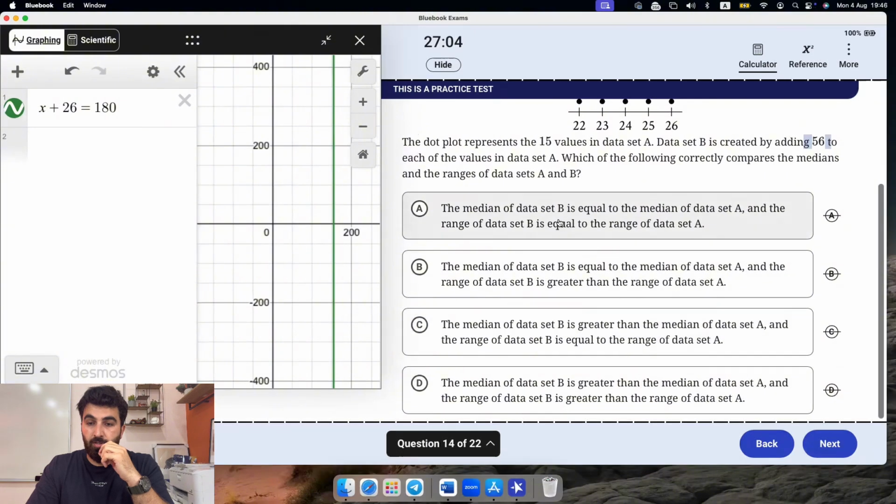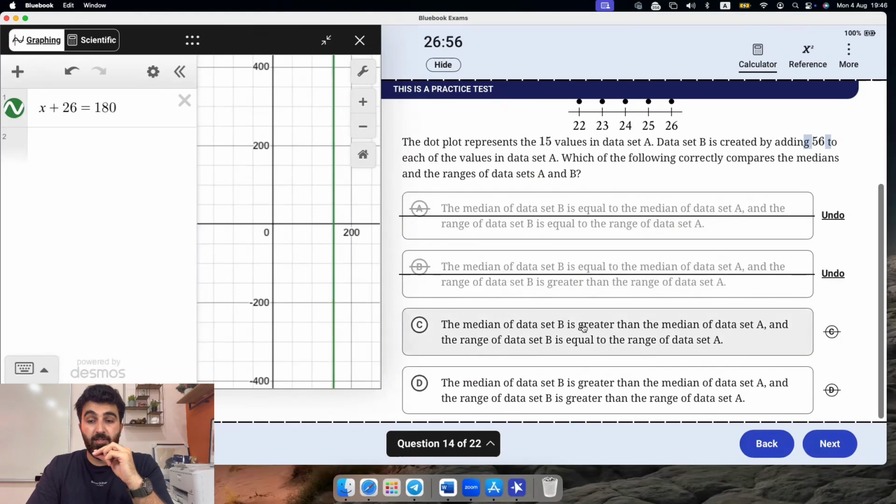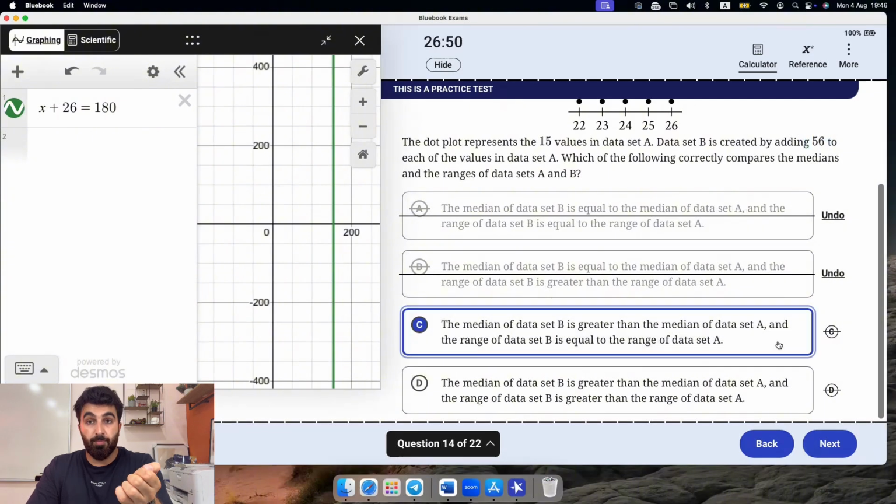Okay, so let's see. Median of B is equal to median of A, definitely not. Median of B is greater than median of A, that's fine. And the range of B is equal to the range of A, this will be the correct answer. But in case D, let's check, range of B is greater than... range does not change. The range is the difference between minimum and maximum. If you increase each number by 56, when you subtract, those 56 are gone, and the difference will be the same, okay?